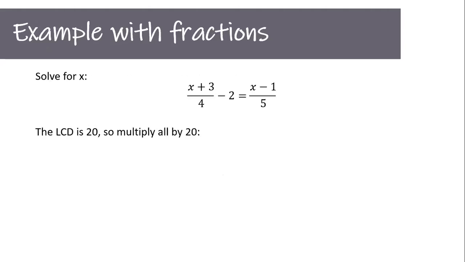So let's look at an example. We want to solve for x. We have the quantity x plus 3 over 4, minus 2, equals the quantity x minus 1, all divided by 5. To solve for x, the easiest thing to do is to start by applying the lowest common denominator. So 4 and 5 have a lowest common denominator of 20. So we'll multiply the whole left side by 20 and the whole right side by 20 to get started.